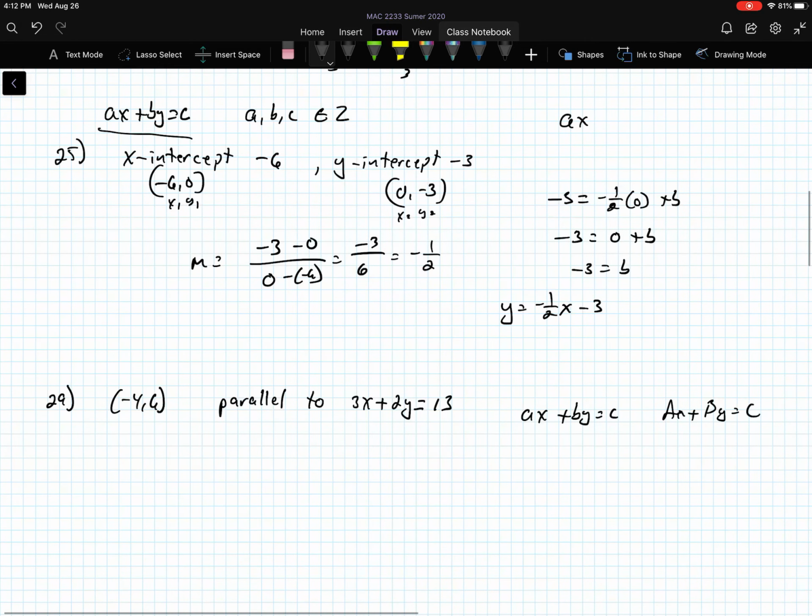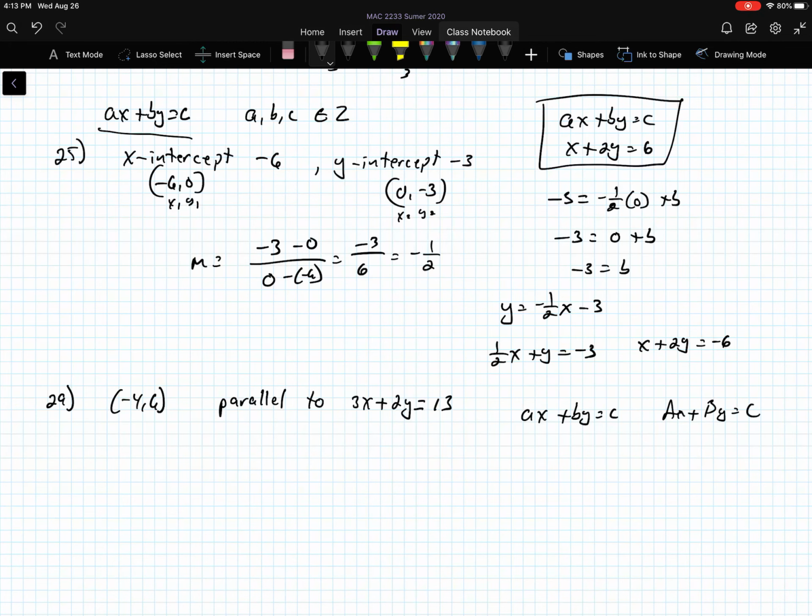Since it has to be in the form of ax plus by is equal to c, I'm going to move the x term over to the left side, which is going to give me 1/2 x plus y is equal to -3. Now, a, b, and c need to be integers. 1/2 is not an integer, so I multiply everything by 2. So I get x plus 2y is equal to -6. So the equation x plus 2y is equal to -6 becomes your answer to number 25.